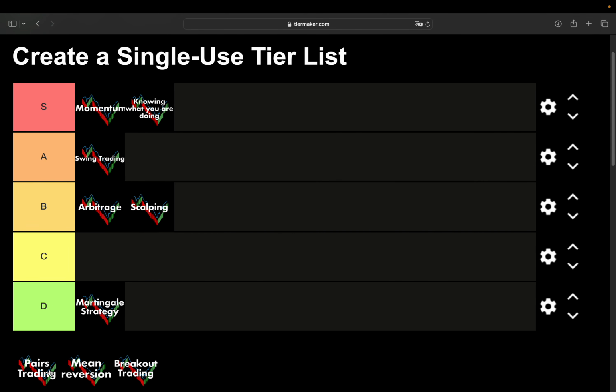Next up, we got pairs trading. It involves trading two correlated assets by going long on one and short on the other. It's market neutral and reduces systemic risk, but it's a complex strategy and requires some statistical knowledge. The strategy can be profitable indeed, but it's rather suited for experienced people. So I'm going to give it a B tier.